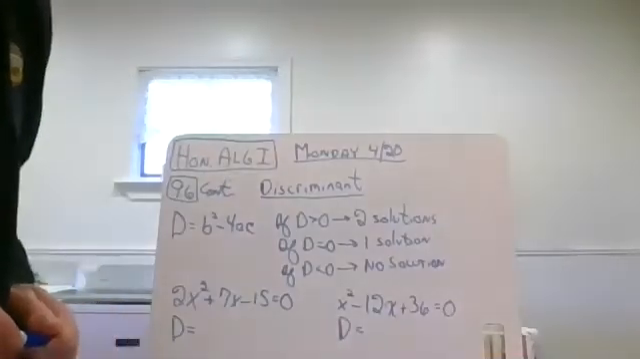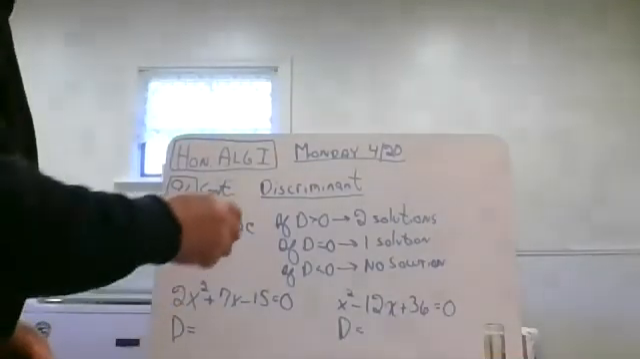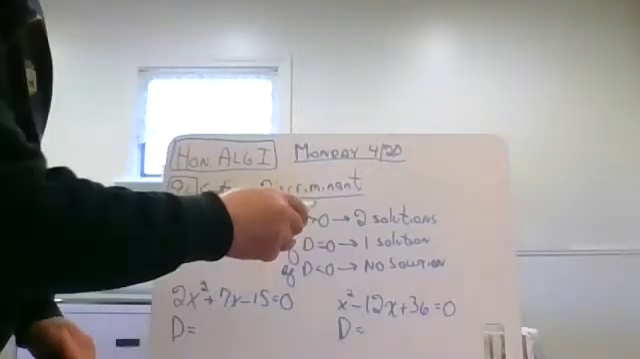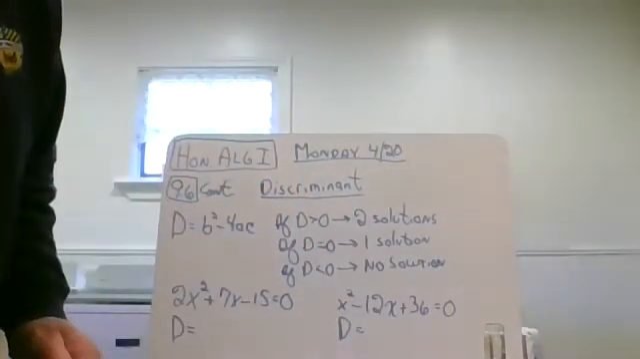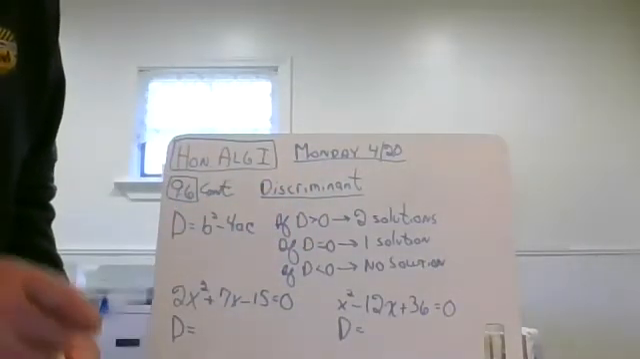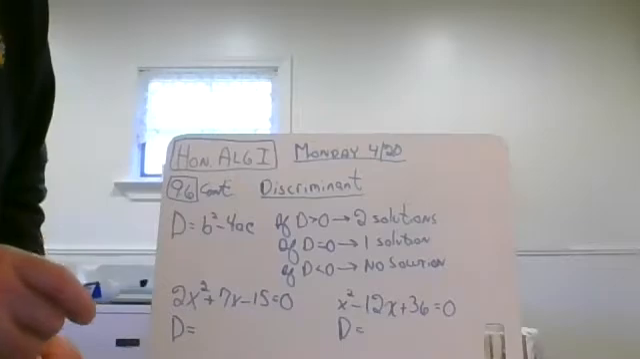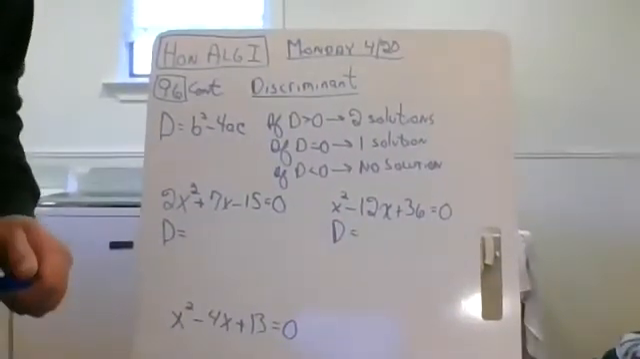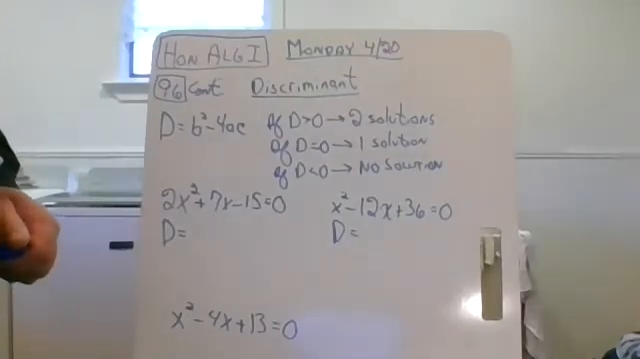All right, so let me get started here and you can see what we're talking about. So what we're talking about is called the discriminant. And what it does, it discriminates as to how many solutions you have to your quadratic equation. Can we see all right? Everybody see okay?